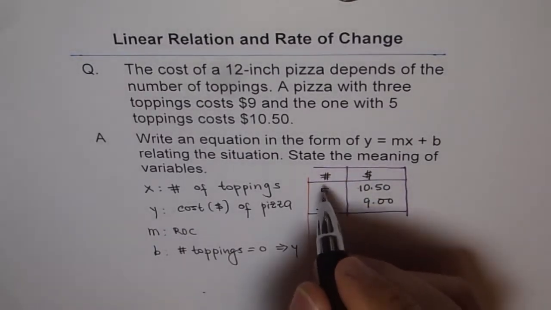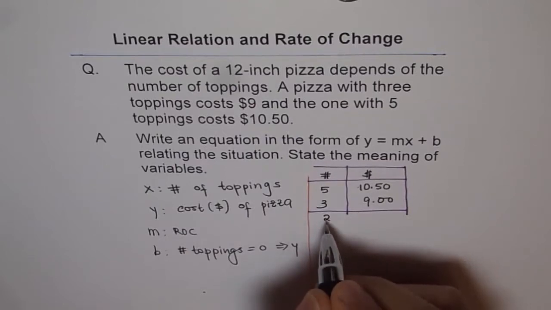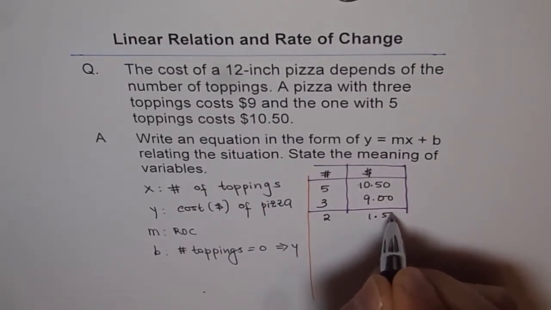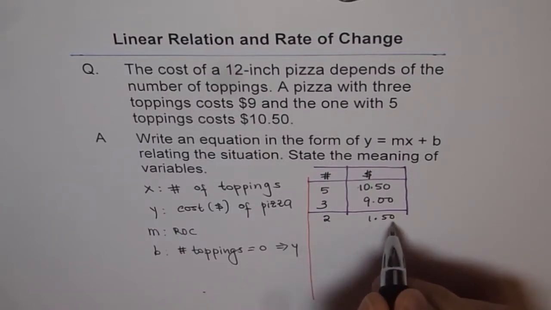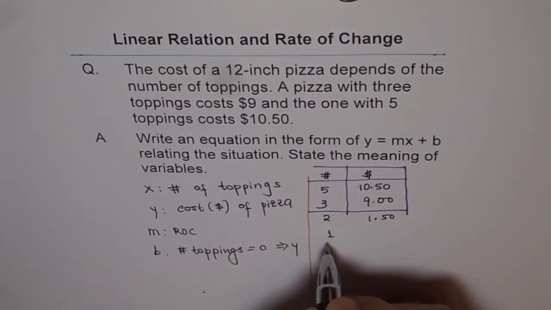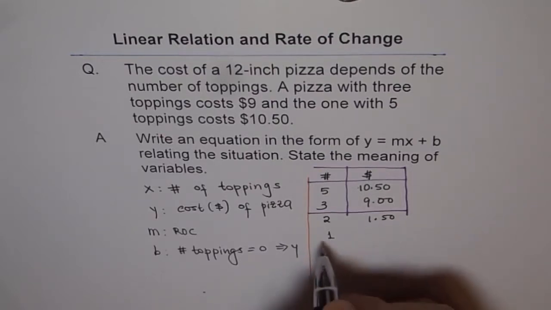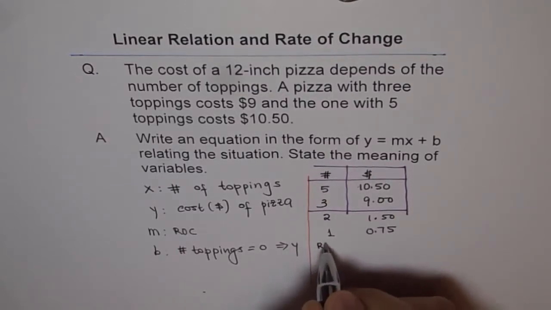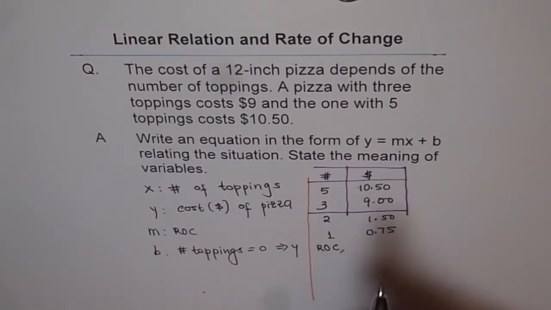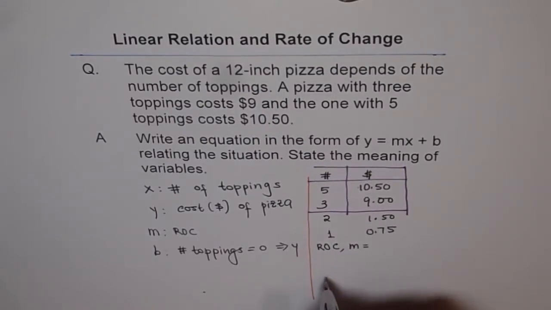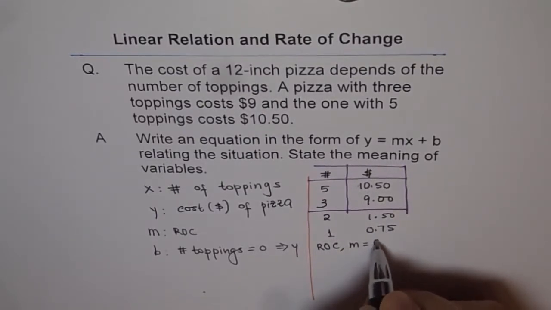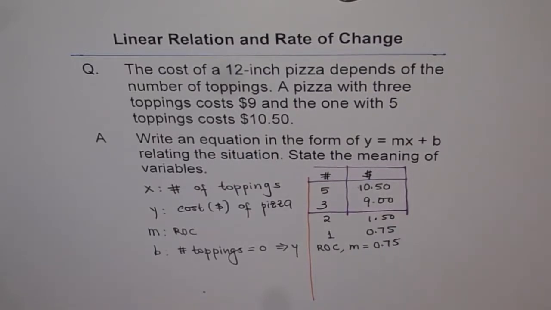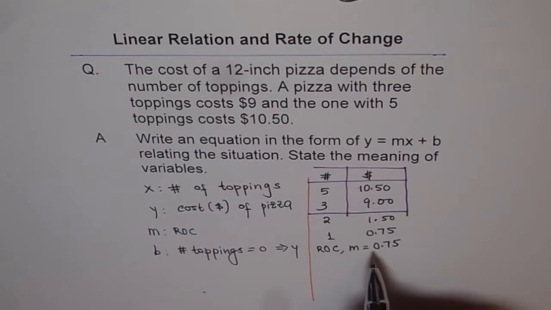Now if I subtract, then I get what? I get 2 toppings will give me $1.50. So if 2 toppings is $1.50, then 1 topping will be how much? That gives me the rate, right? 1.50 divided by 2 means 0.75. That means the rate of change, or in our case m, is equal to 0.75. I should say 75 cents or $0.75, correct? So that is the rate of change.